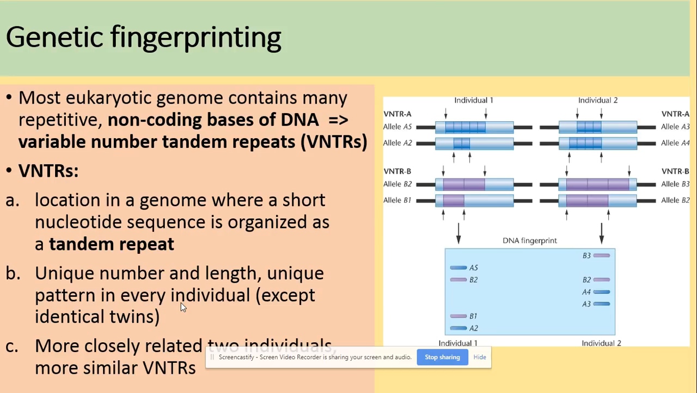So another definition before we look into the process is the VNTR. Most of the eukaryotic genome contains many repetitive non-coding bases of DNA. We call them variable number tandem repeats, VNTRs. Where are they located? They are located in a genome where a short nucleotide sequence is organized as a tandem repeat. In terms of VNTRs, they are unique. There's a unique number and length, a unique pattern in every individual. So apart from twins, everybody will have a different pattern of VNTRs. If individuals are closely related to each other, they will have more similar VNTRs.